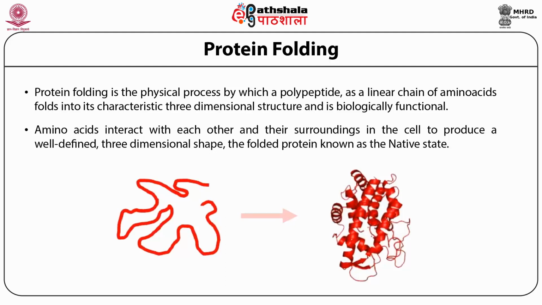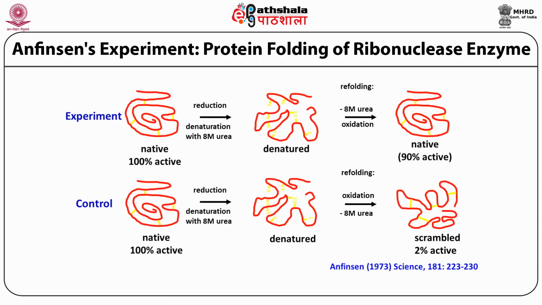These interactions, whether they are van der Waals, hydrophobic, or ionic interactions, help to stabilize the three-dimensional structure of the protein, and this particular folded protein is called the native state. Having understood protein folding, we then go on to understand what were the very first experiments that established protein folding.